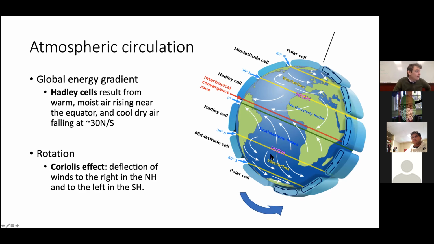And the opposite is true in the Southern Hemisphere. As you go from 30 south to the equator, the arrows are deflected to the left. This is a consequence of the Earth rotating and creating these wind patterns underneath these atmospheric circulation cells called the Hadley cells and Ferrel cells and polar cells.